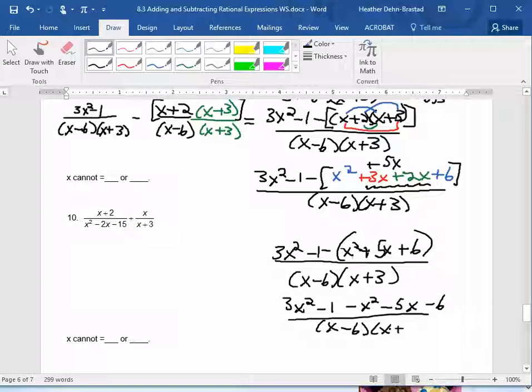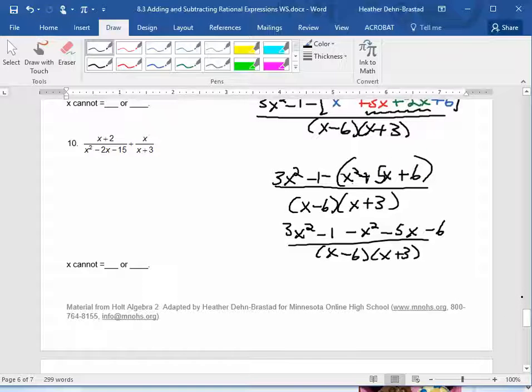The danger of not writing the over (x - 6)(x + 3) every time is that half the time you might forget to put it back at the end. But you don't necessarily have to keep writing this if you want to just simplify the top off to the side and then put it back as the numerator when you're done.